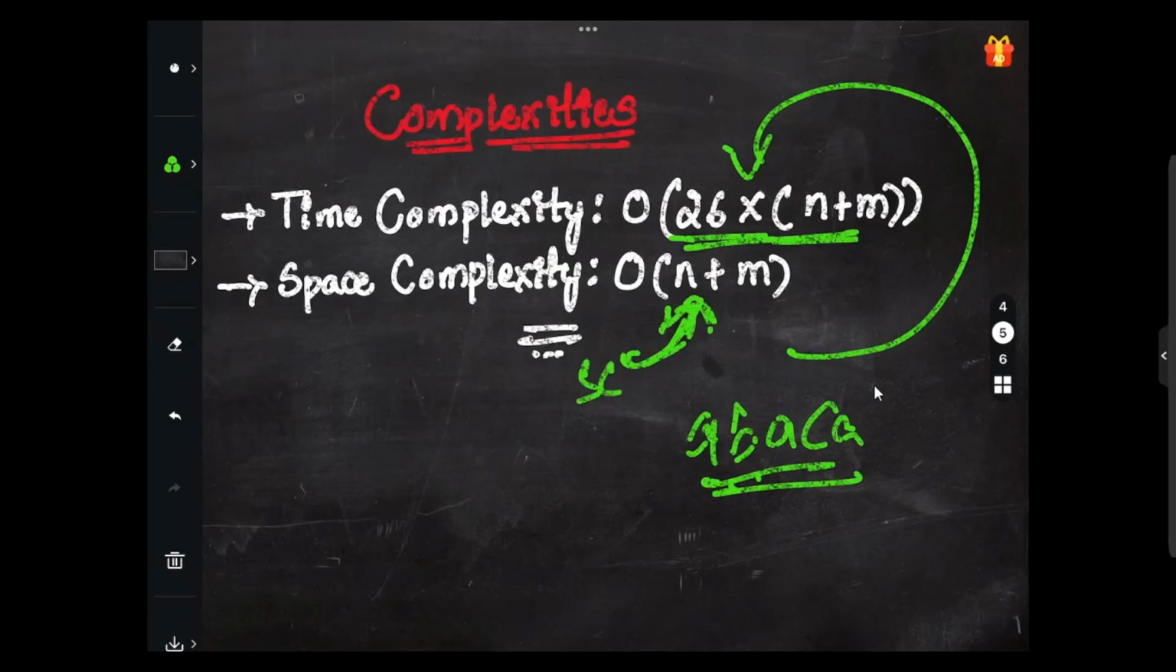So the time complexity and the space complexity for the code that we'll be writing in the future would be big O of 26 into n plus m and big O of n plus m respectively. So space complexity big O of n plus m, and basically DP needs n into 26, right?